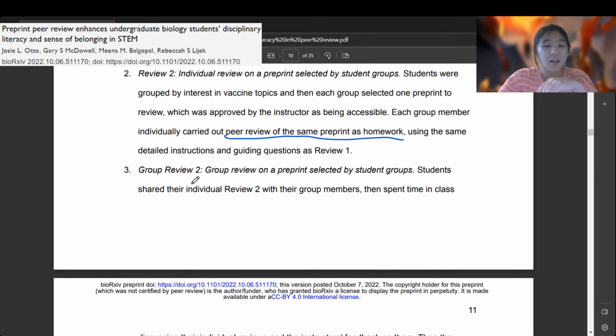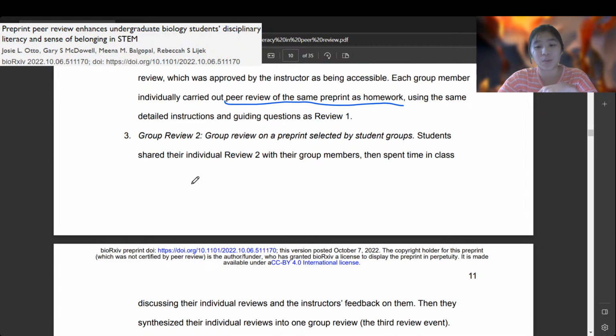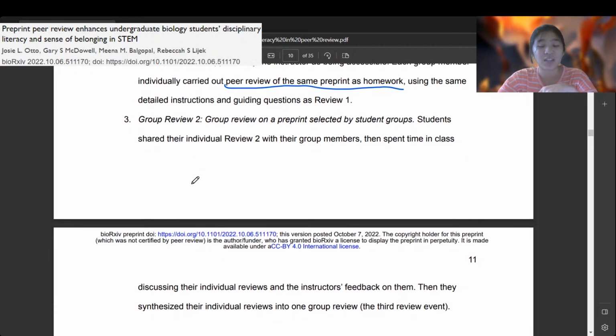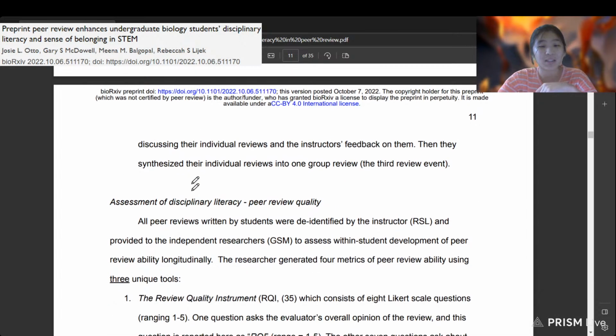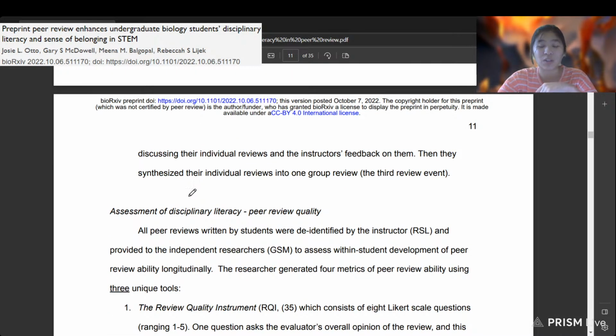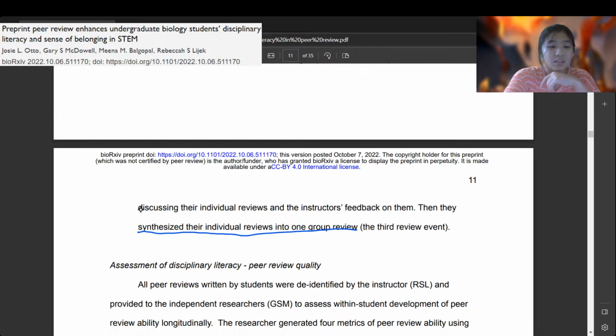Okay, group review 2. Group review on a preprint selected by student groups. Students shared their individual reviews with their group members and then spent time in class discussing their individual reviews and the instructor's feedback on them. Then they synthesized their individual reviews into one group review. So similar to curriculum 1, they synthesized their individual reviews into one group review. And then they discussed their reviews and the instructor's feedback.